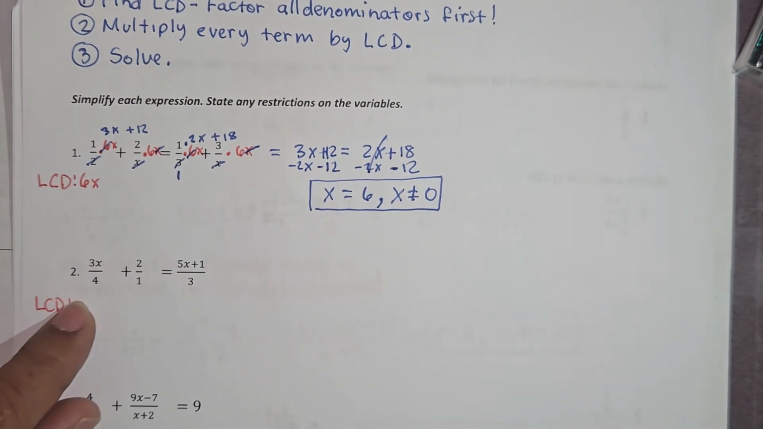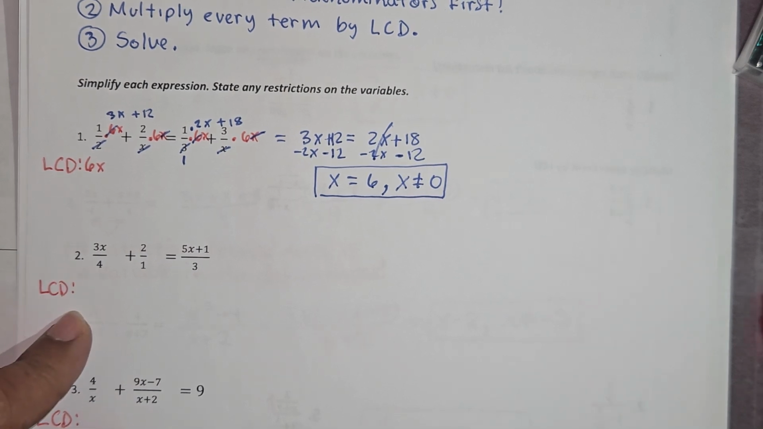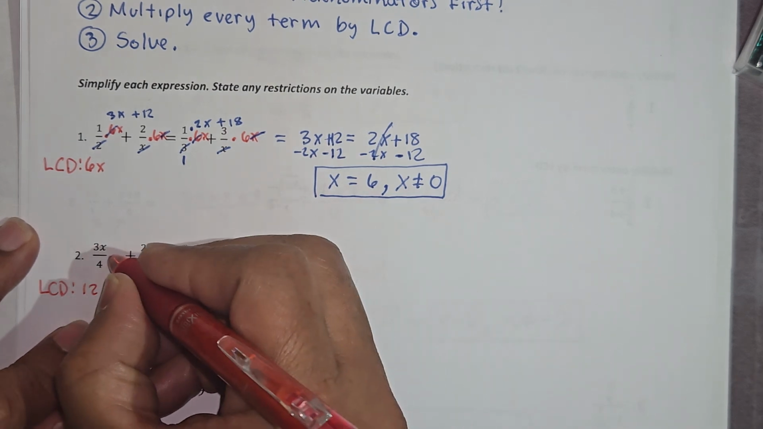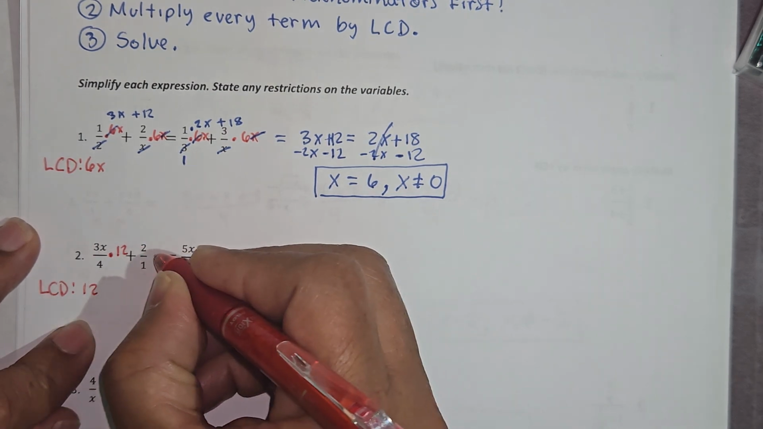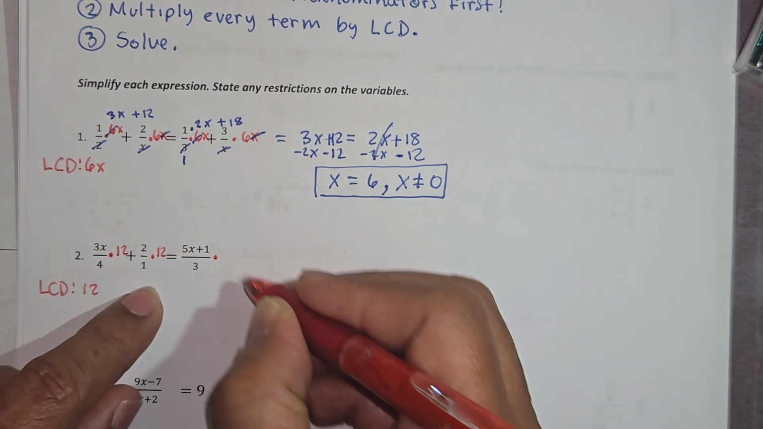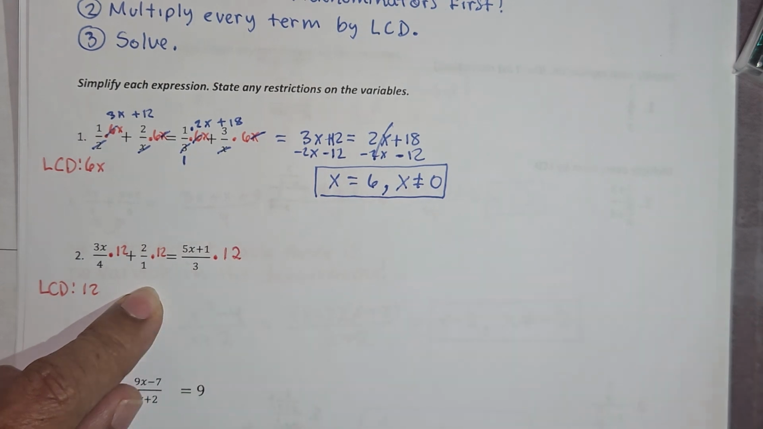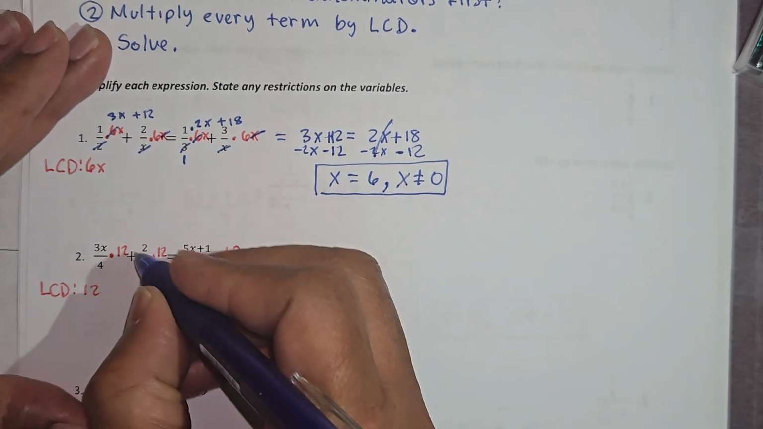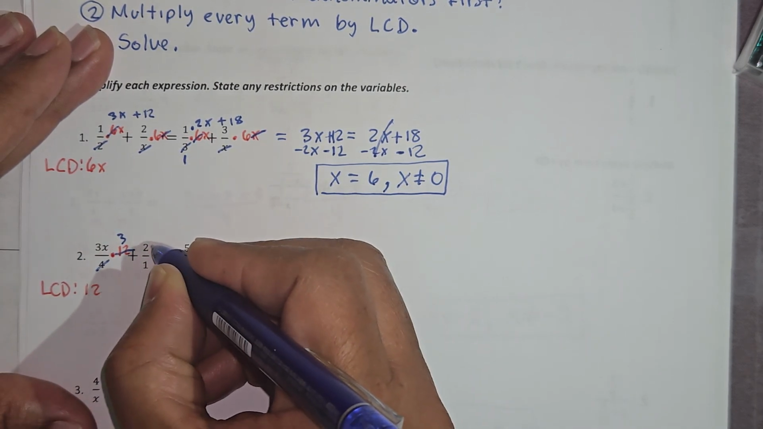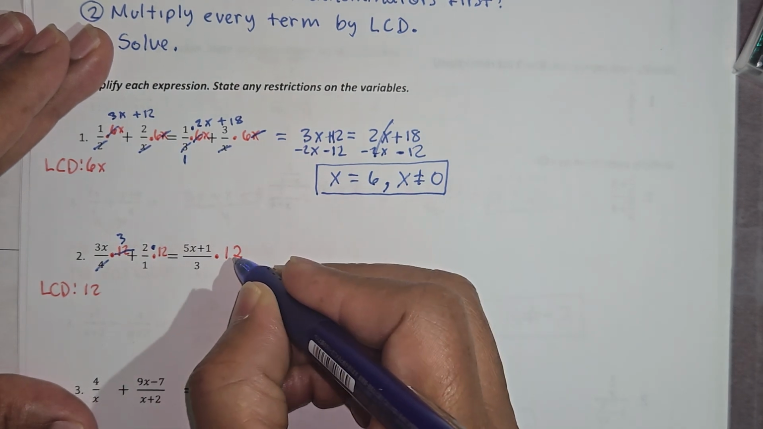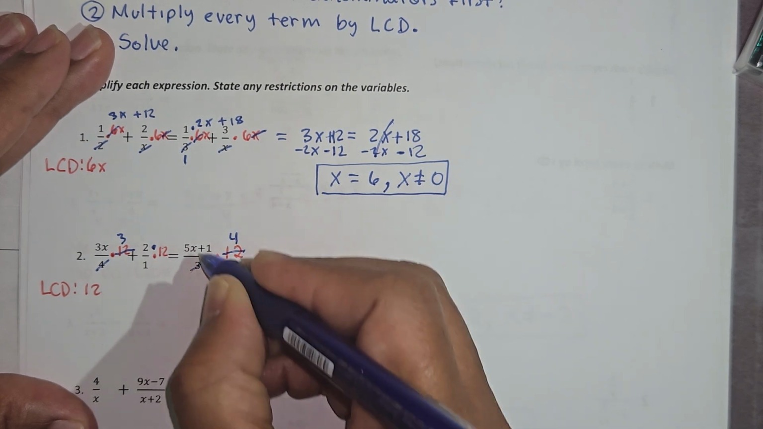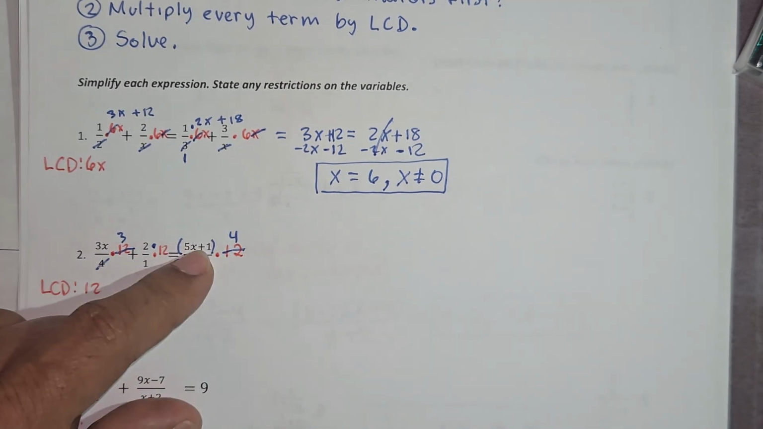Okay, second example. For this one, the LCD, you just multiply 4 times 1 times 3, that's equal to 12. So then we multiply each term by the LCD. And notice that there is no variable in the denominator, which means we don't have to restrict the values of x in this case, or the values of the variable in general. So then 4 goes into 12 3 times, and this we just multiply 2 times 12. And for this one here, 3 goes into 12 4 times. So then we're going to distribute that 4 to what's inside of this parentheses.